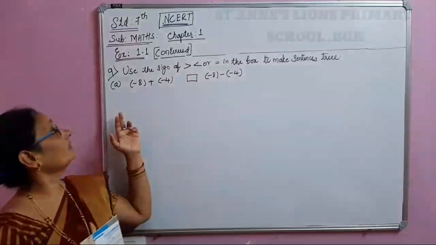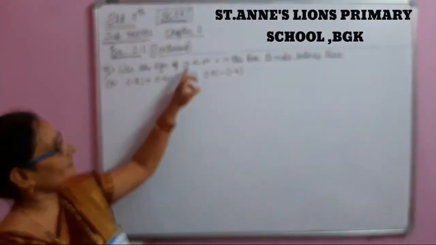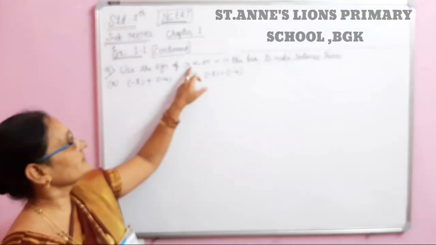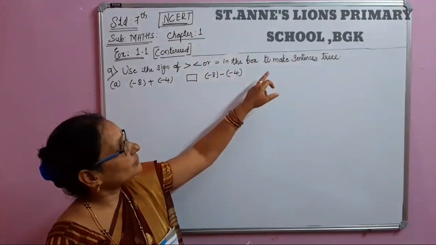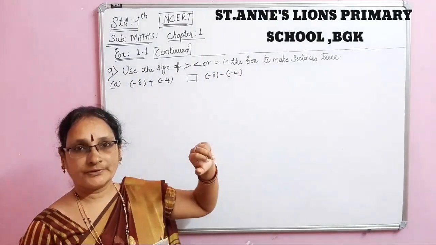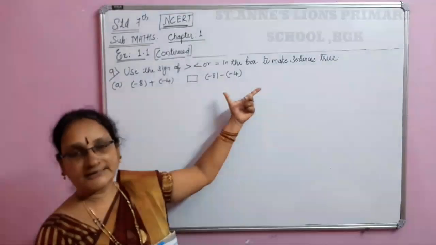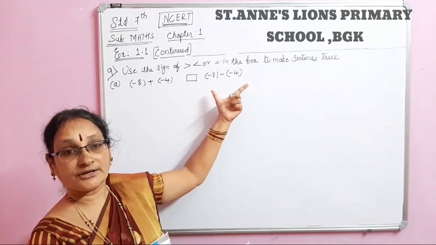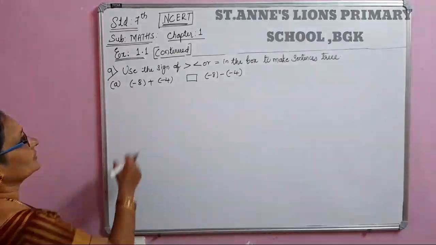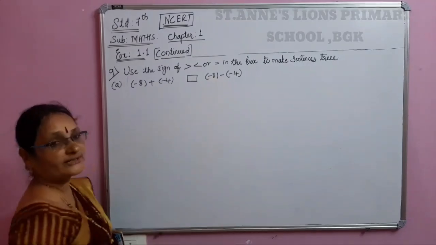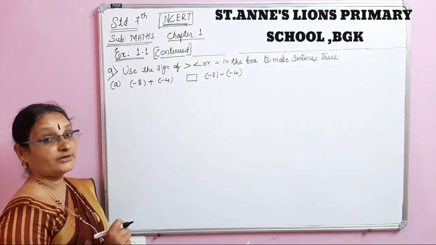Okay students, now the 9th problem. See here, use the sign of greater, smaller or equal to in the box to make sentences true. To make sentences true means LHS must be either greater or smaller or equal to RHS. Now we have to solve them and understand. Here signs are very, very important.